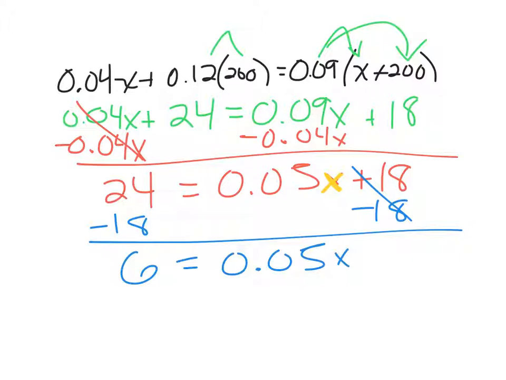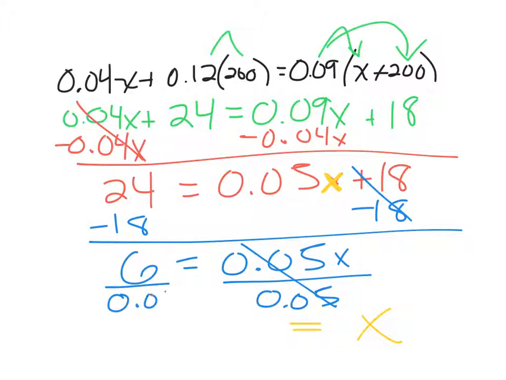And then to get x completely by itself, since it's being multiplied by 0.05, I'm going to divide by 0.05 to cancel that out and leave me with x on the right side of the equation. But we have to do the same thing to the left side, and 6 divided by 0.05 is 120. So therefore, we would need 120 milliliters of that 12% solution to be combined with that 200 milliliters of the 4% solution.